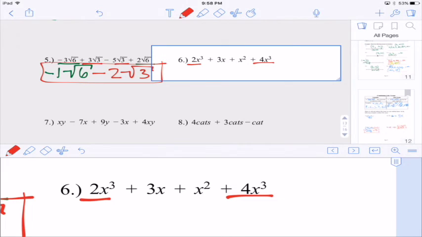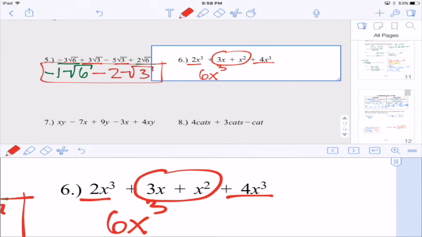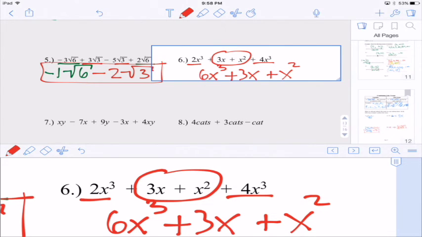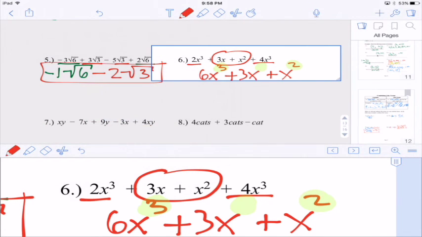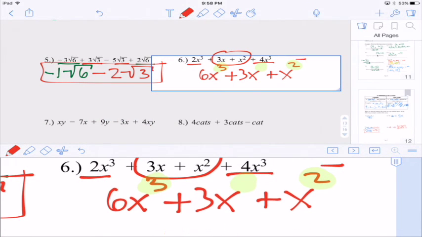Number 6, we have 2x cubed and 4x cubed. Those are the only ones with the exact same variable and the same exponent. So this is 6x cubed. Then notice these are not like terms. There's nothing to combine. We're just going to copy them down. Plus 3x plus x squared. Remember, those have different exponents. This exponent is 3. This exponent is 1. This exponent is 2. Because they're different exponents, we cannot put them together. So that one's done, believe it or not.